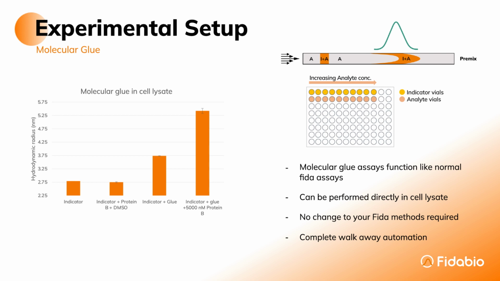These kinds of assays can be performed directly in cell lysate. If you want to perform your assay directly in cell lysate, a premix experiment is recommended. There you will have an equal amount of analyte and indicator vials. The indicator is of course mixed with analyte. An example of ternary complex formation directly in cell lysates can be seen on the left. The three indicators are on the left and the size of the ternary complex can be seen on the right. No change to your standard FIDA methods are required, and the experiment can of course be performed as complete walkaway automation.